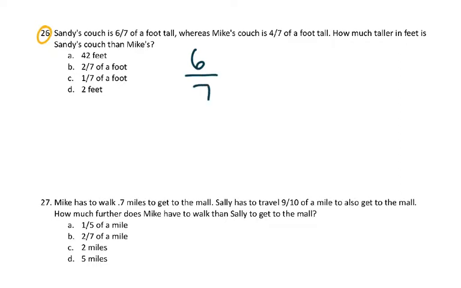26, you're comparing two couch sizes. Sandy's is 6/7. Mike's is 4/7. They have the same denominator, and it says how much taller. If it's saying how much taller is it, that's asking you for a subtraction problem. You should be able to just subtract because they have the same denominator. The 7 is on the bottom. 6 minus 4 is 2 over 7. So it's B, 2/7 of a foot.